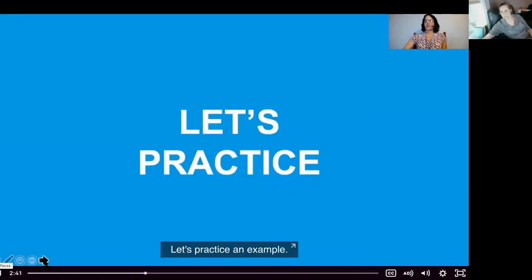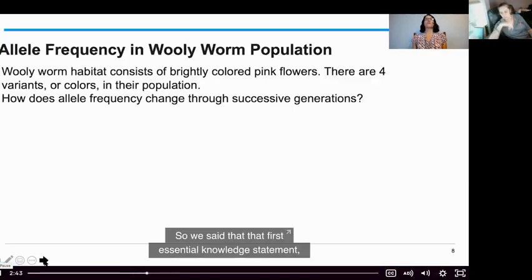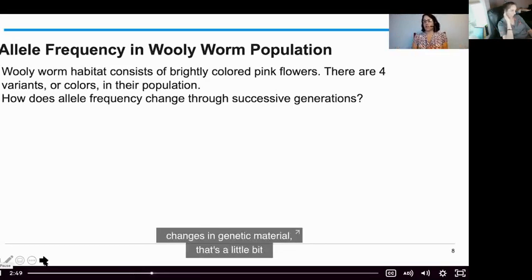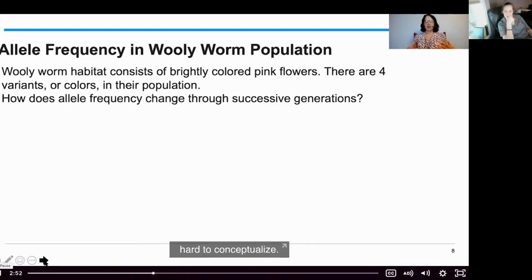Let's practice an example. So we said that first essential knowledge statement, that adaptation happens through these small incremental changes in genetic material, that's a little bit hard to conceptualize.